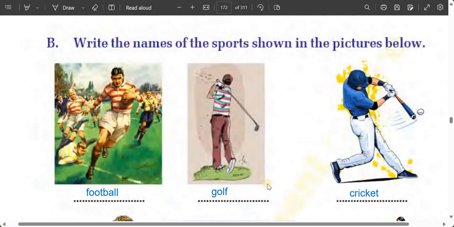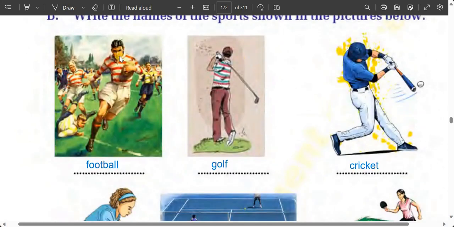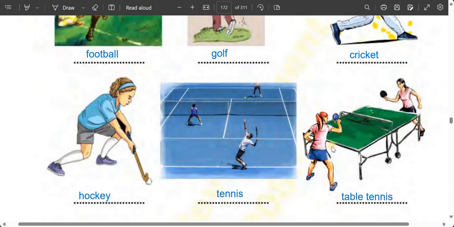Now write the names of the sports shown in the pictures below. The first one is football. This is the picture showing players playing football. Now this is golf. This is cricket, batting the cricket. And this is hockey. The boy is playing hockey. And they are playing tennis. And they are playing table tennis.